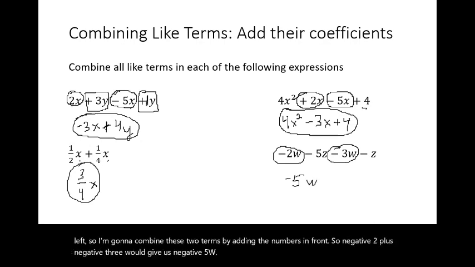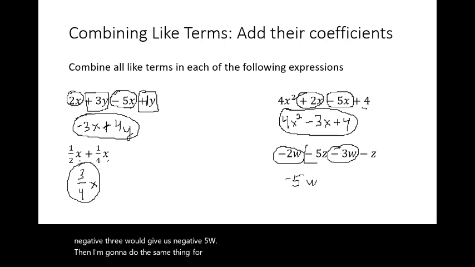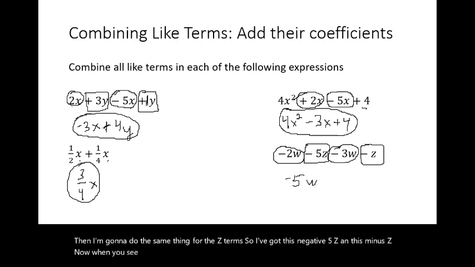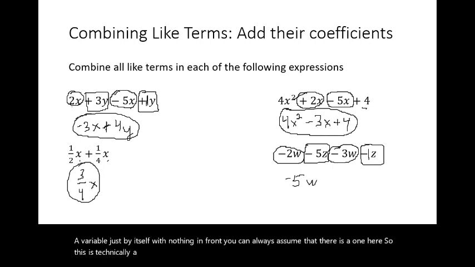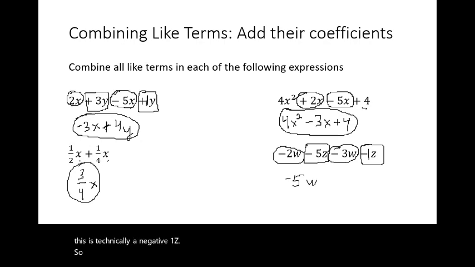Then I'm going to do the same thing for the z terms. So I've got this negative 5z and this minus z. Now when you see, again, a variable just by itself with nothing in front, you can always assume that there is a 1 here. So this is technically a negative 1z. So I'm going to combine these terms by adding the numbers in front. So negative 5 plus negative 1 is negative 6z.